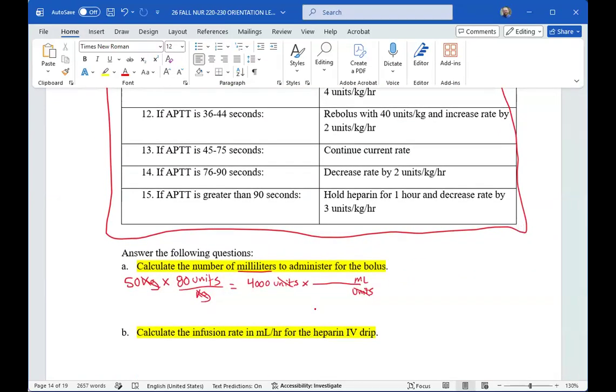So that was 1,000 units per milliliter. Before I do any calculation, I'm already in milliliters. So I'm just going to get an answer of 4 ml. So you're going to administer 4 mLs for the bolus dose of this medication.